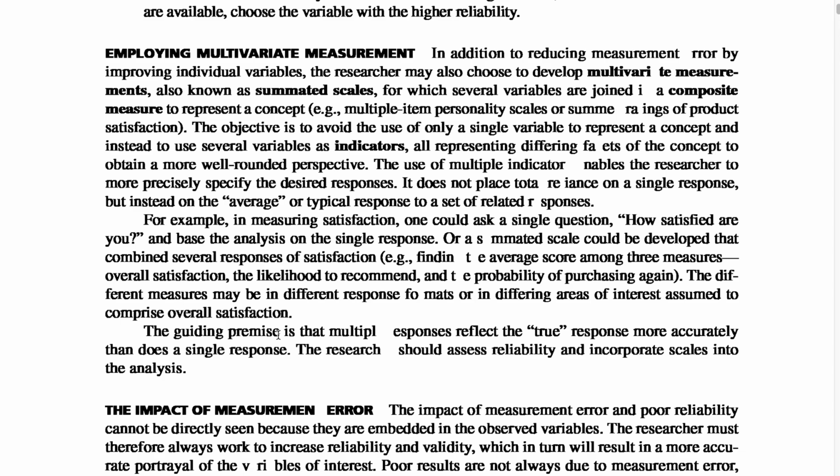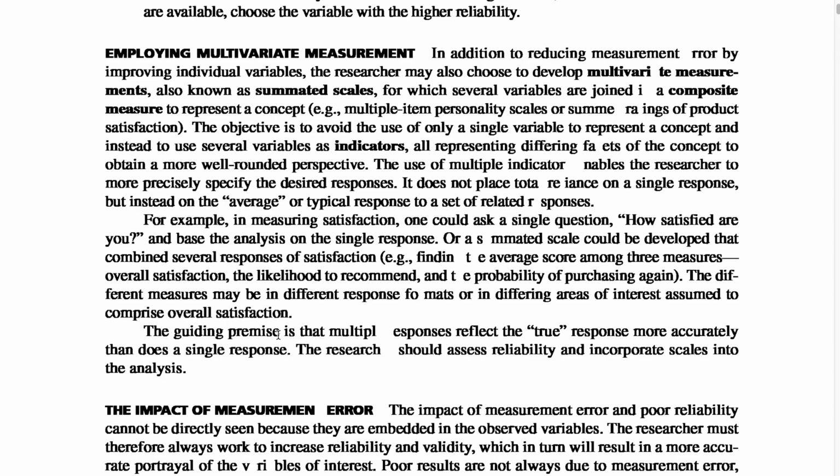Let's talk about employing multivariate measurement. In addition to reducing measurement error by improving individual variables, the researcher may also choose to develop multivariate measures, also known as summated scales, for which several variables are joined in a composite measure to represent the concept. For example, a multiple-item personality scale or a summated rating scale for product satisfaction. The idea is to avoid the use of only a single variable to represent a concept and instead to use several variables and indicators, all representing different facets of the concept, to obtain a more well-rounded perspective.